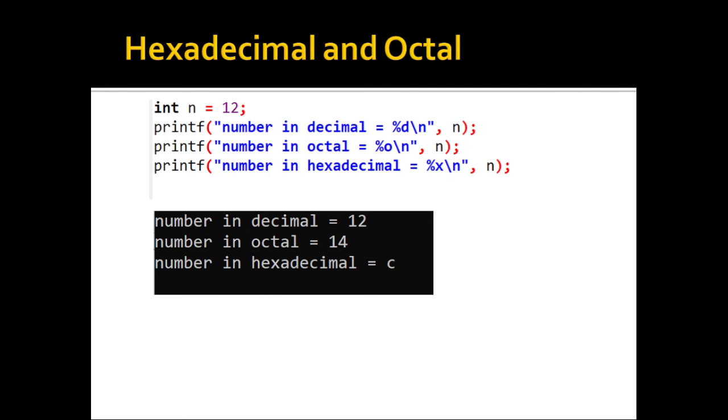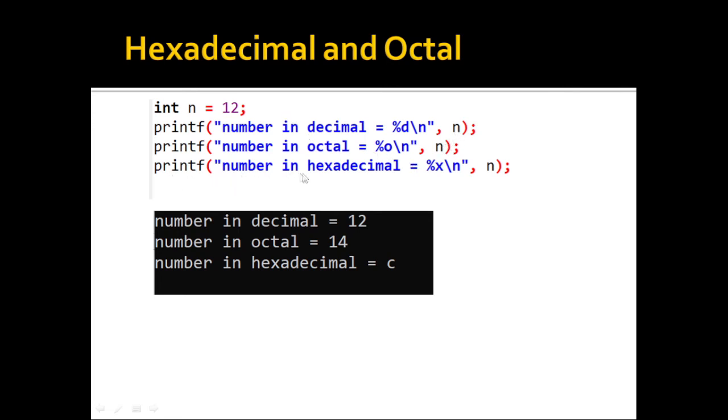Hexadecimal and octal. So we can also display integer values in their hexadecimal and octal format. So let's say, for example, in this program, I declared a variable 12, and in the first line, I print this number in decimal. So we use %d. The same variable, in the second line of the code, I actually displayed the number in octal. So I use %o to display the value in octal. The same variable, the same value, which is actually 12.